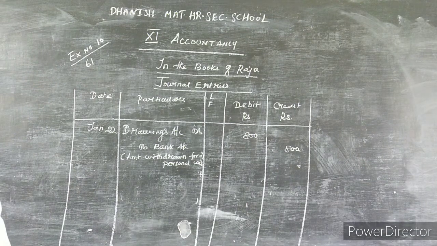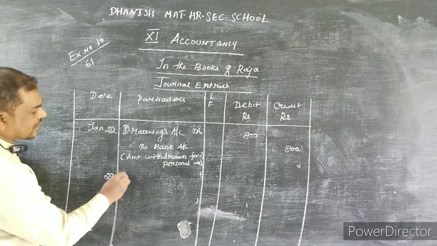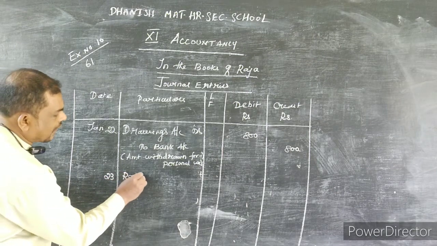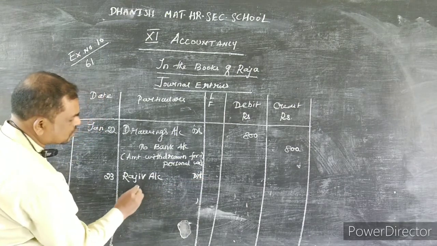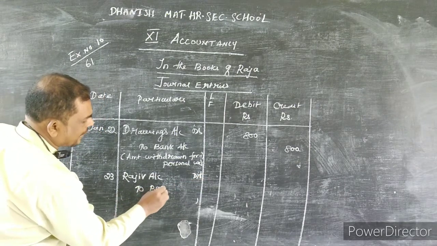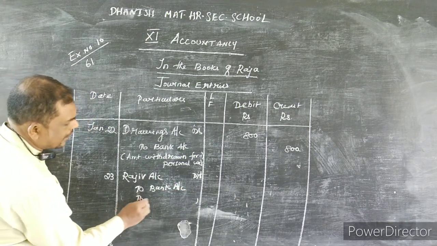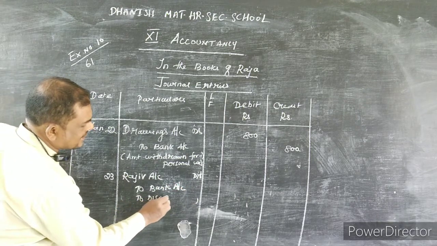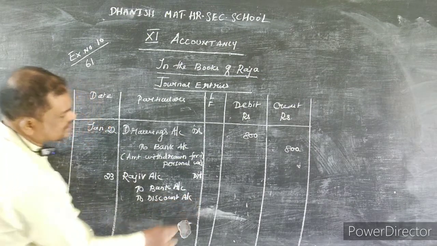What is the date? Date is 23. Rajiv account debtor to bank account, because I am paying by NEFT. To bank account, and to discount received, because I am getting 1,000 rupees as discount. Discount received or only discount, both are the same.